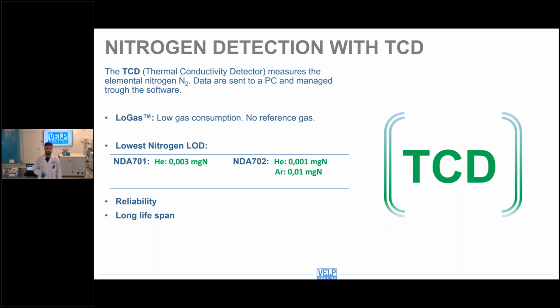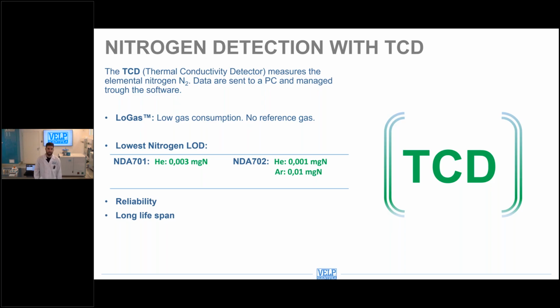And for the NDA 702, the limit of detection depends on the carrier gas that you are using. If the instrument is working with helium as carrier gas, the LOD will be 0.001 milligrams of nitrogen, while when it is working with argon, it is 0.001 milligram of nitrogen. The TCD guarantees reliable results.